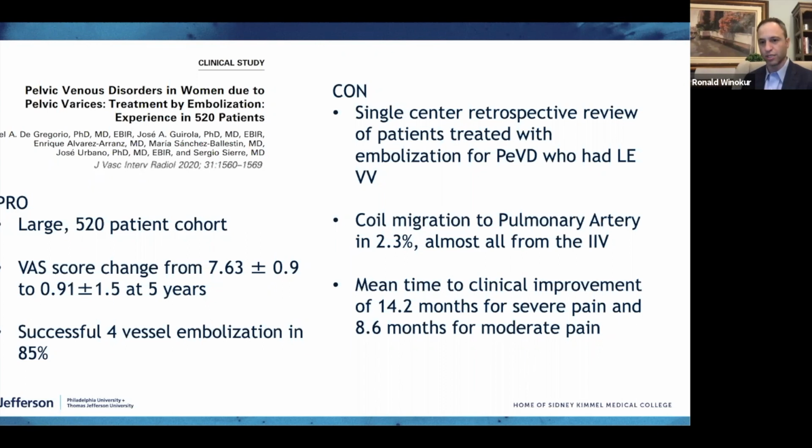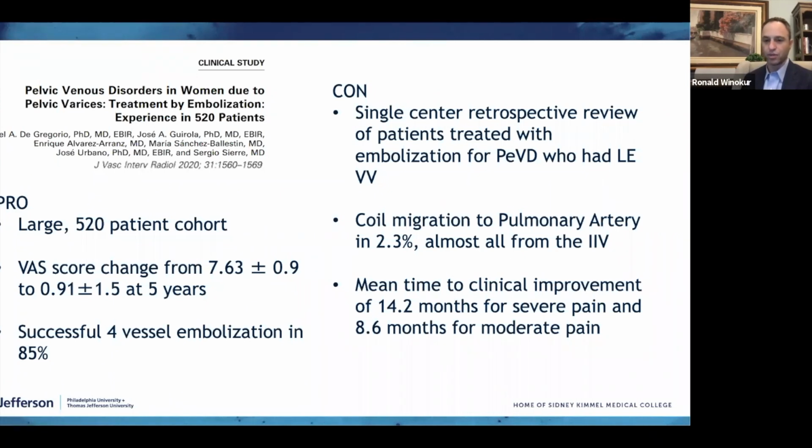This was a single center retrospective piece of data, and the majority of the patients that they recruited were patients with pelvic-derived lower extremity varicose veins, oddly enough. So these are mostly patients coming to the vein clinic with varicose veins that they were asking if they had pelvic pain and then treating that pelvic pain. So this isn't necessarily your pure chronic pelvic pain patient population.